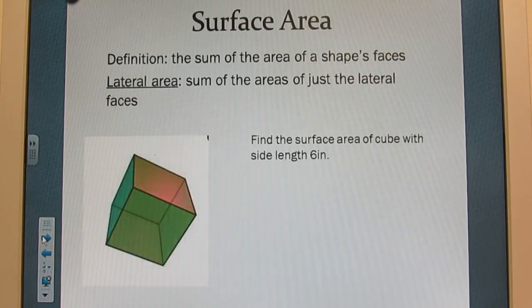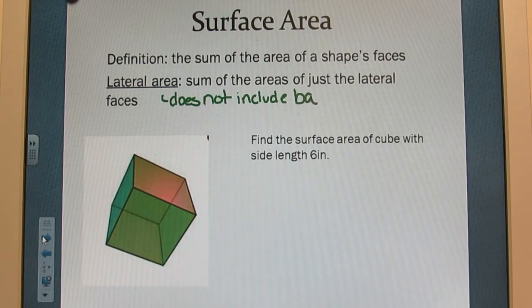So what is surface area? Surface area by definition is the sum of the areas of all of a shape's faces, whereas lateral area is going to be the sum of the areas of just the lateral faces. So lateral area does not include bases.